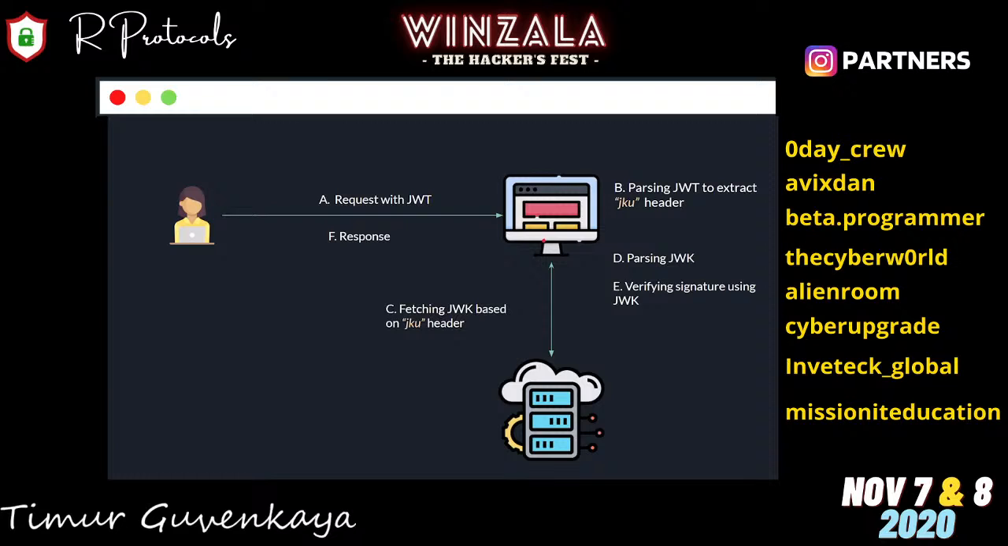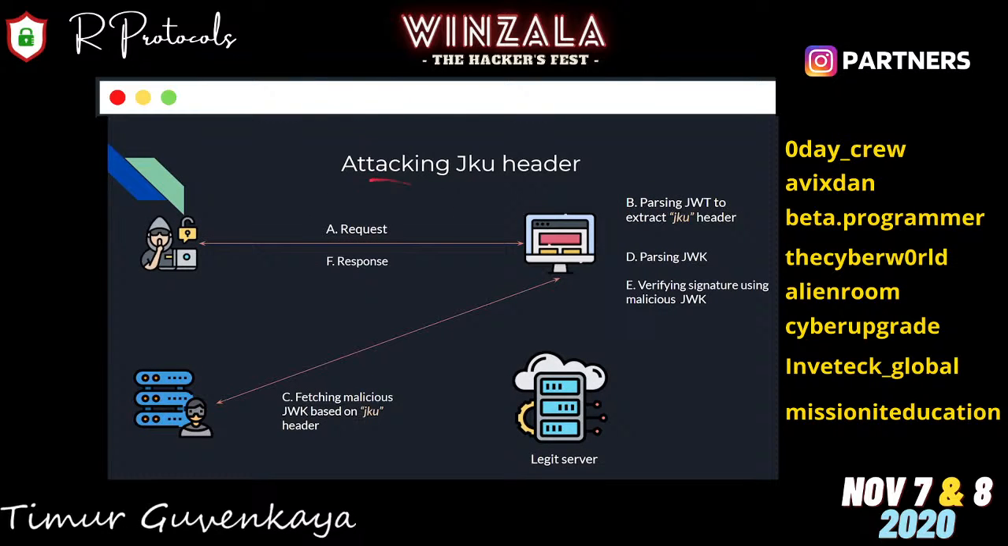Everything seems okay, super simple. And when we actually move to attacking this, you, as a malicious actor, are going to send a request, but you're not going to just send a request. You're going to send a request with a malicious JKU that points to your server. You're going to be hosting your JWK.